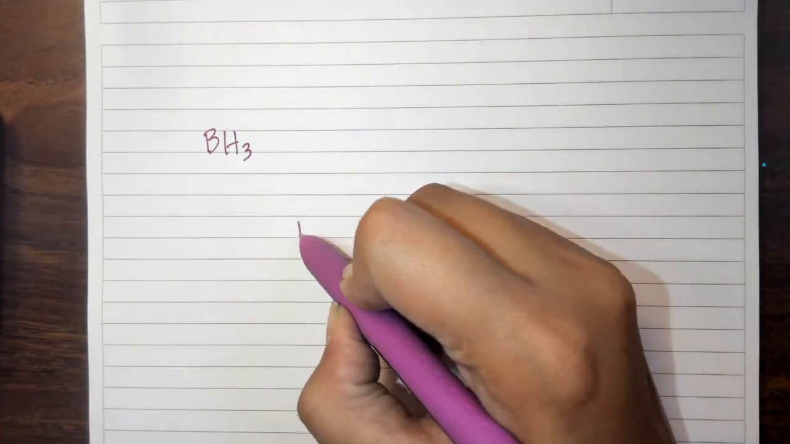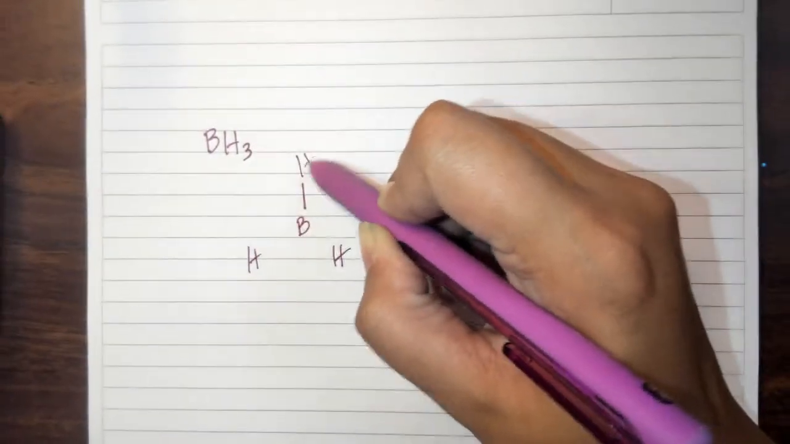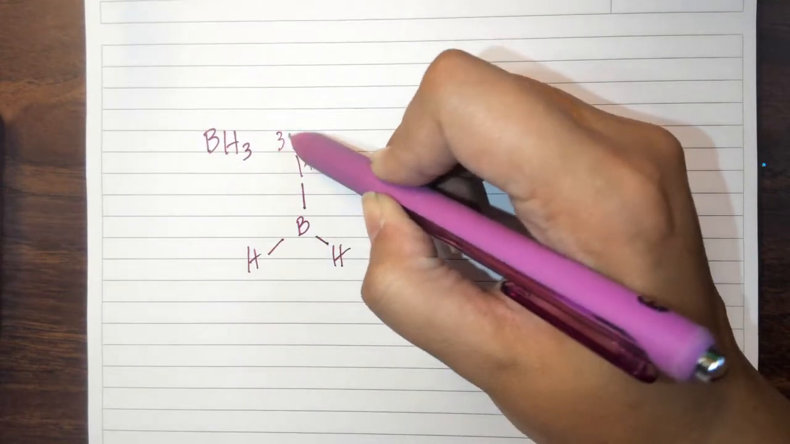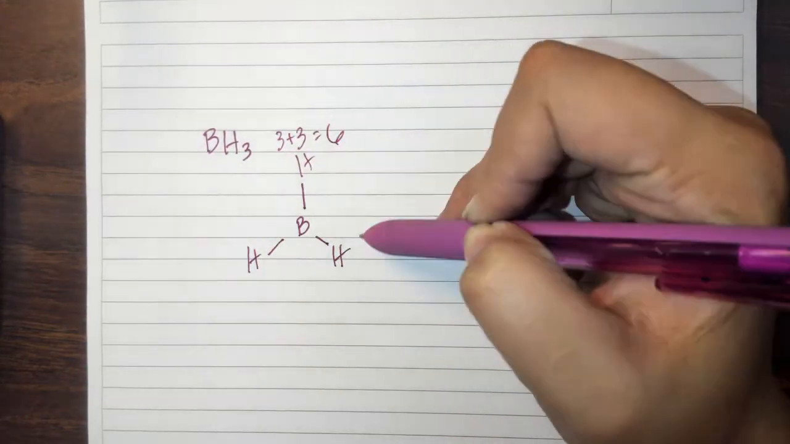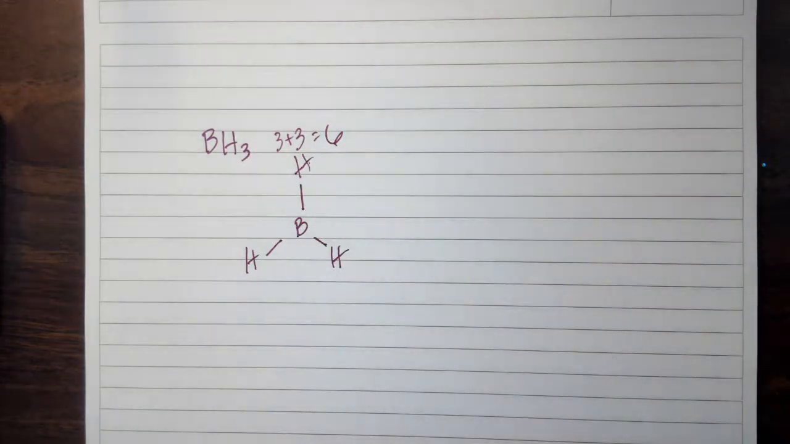okay, I can take an object like BH3, and I can put boron as my center, and I would still draw my Lewis dot structure like normal. Okay, so I know boron has a total of 3 electrons plus 3 from hydrogen, placing 6, so 2, 4, 6. All right, so this is my correct Lewis structure.